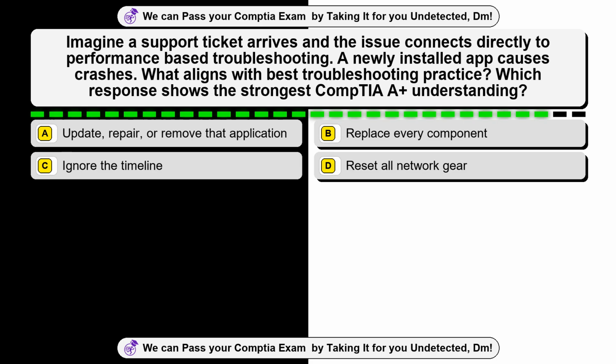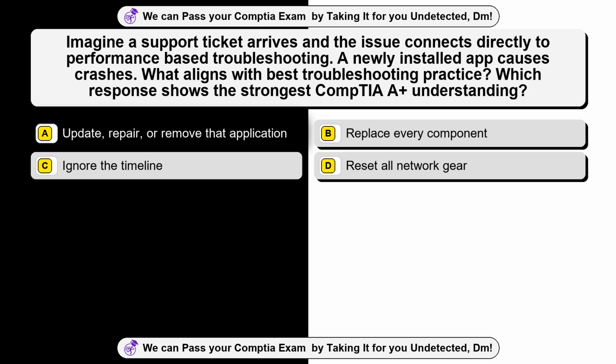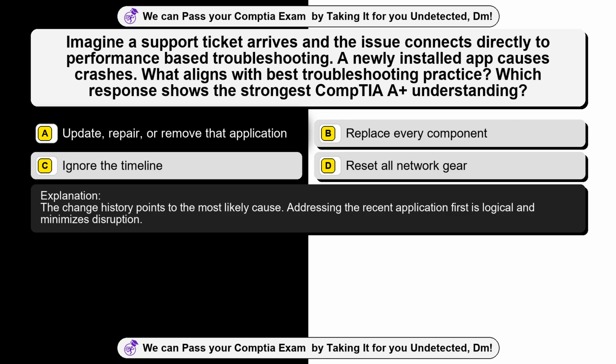Question 24. Imagine a support ticket arrives and the issue connects directly to performance-based troubleshooting. A newly installed app causes crashes. What aligns with best troubleshooting practice? Which response shows the strongest CompTIA A+ understanding? Option A, update, repair, or remove that application. Option B, replace every component. Option C, ignore the timeline. Option D, reset all network gear. The correct answer is option A, update, repair, or remove that application. The change history points to the most likely cause. Addressing the recent application first is logical and minimizes disruption.